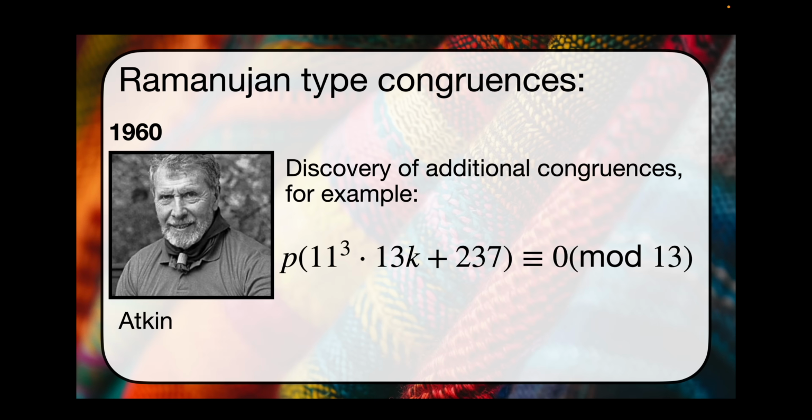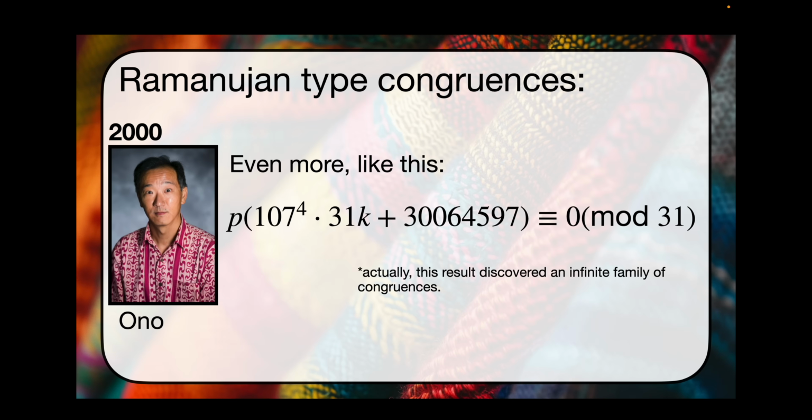And so perhaps the next batch were discovered in 1960 by Atkin. And these are of the form P of 11 cubed times 13k plus 237 is congruent to 0 mod 13. So this is obviously much more complicated than what we saw from the original congruences, but this is still a result in that spirit. And there are even more, like this one due to Ono. So notice that the number of partitions of numbers of the form 107 to the 4 times 31k plus 30,064,5597 is congruent to 0 mod 31.